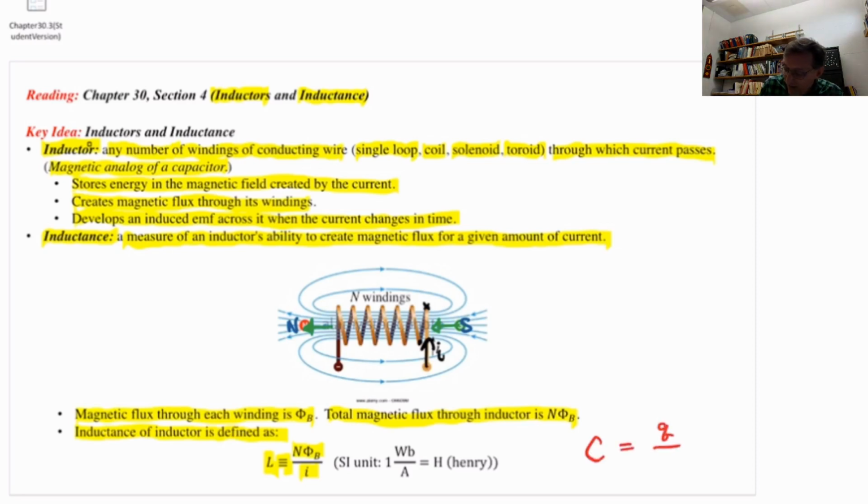The definition of C is Q over V. You could think of that as the amount of charge separation I get divided by the potential difference that I have between the two conductors. Here in the inductance case, it's the amount of magnetic flux that I get divided by the current that I put in. What is the SI unit of this new quantity, inductance?